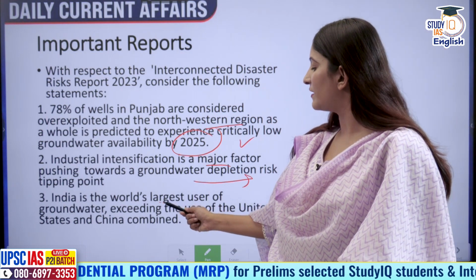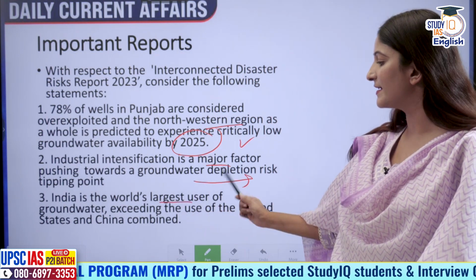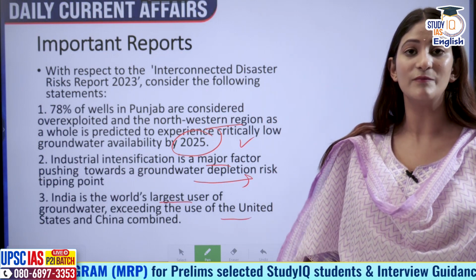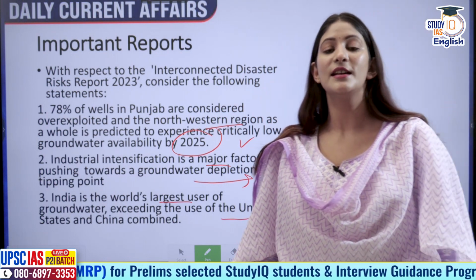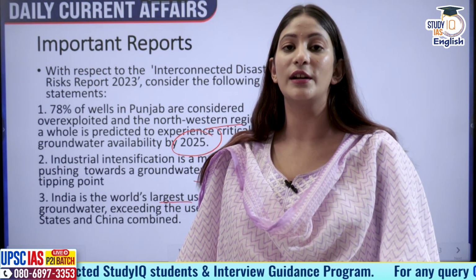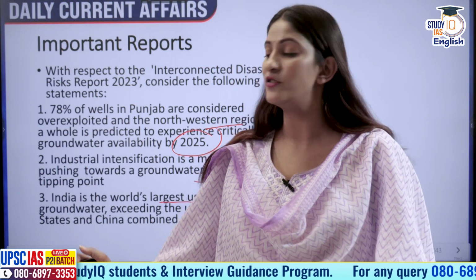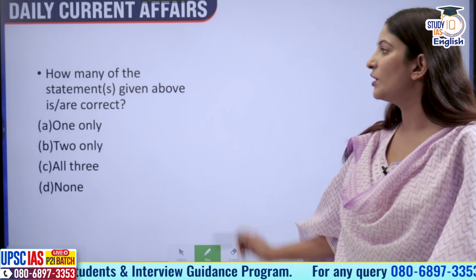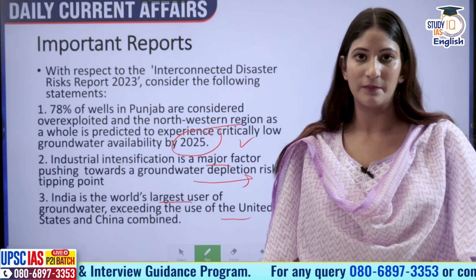India is the world's largest user of groundwater, exceeding the use of United States and China combined. That means India exploits more groundwater as compared to the combined groundwater extraction by the United States and China, which is a lot actually. How many of the statements given above is or are correct?